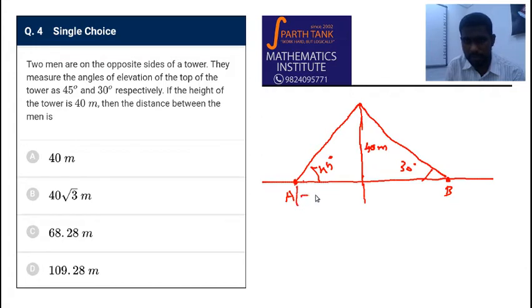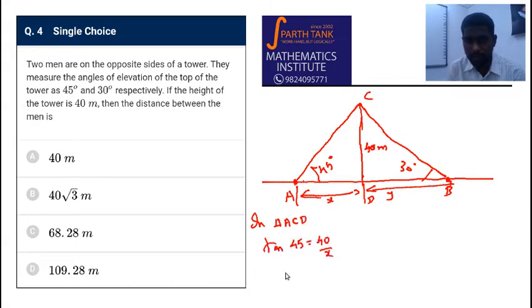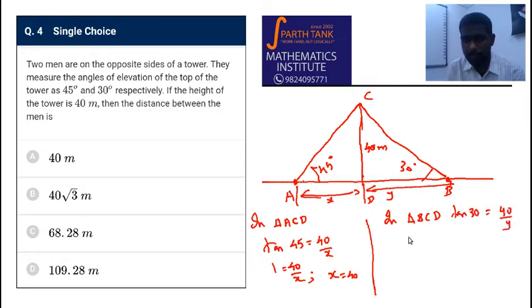So let us say this distance is x and this distance is y. Now in triangle ACD, tan 45 is going to be 40 by x. Tan 45 is 1, so x is 40. How about here? In triangle BCD, tan 30 is 40 by y. Tan 30 is 1 by root 3, so 1 by root 3 is 40 by y, which implies y is 40 into root 3. So 40 into root 3 plus 40 will be the answer.